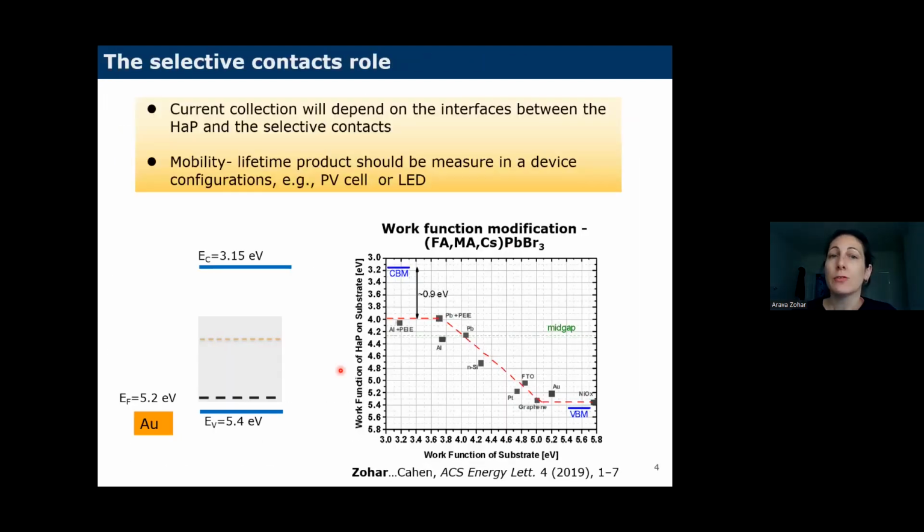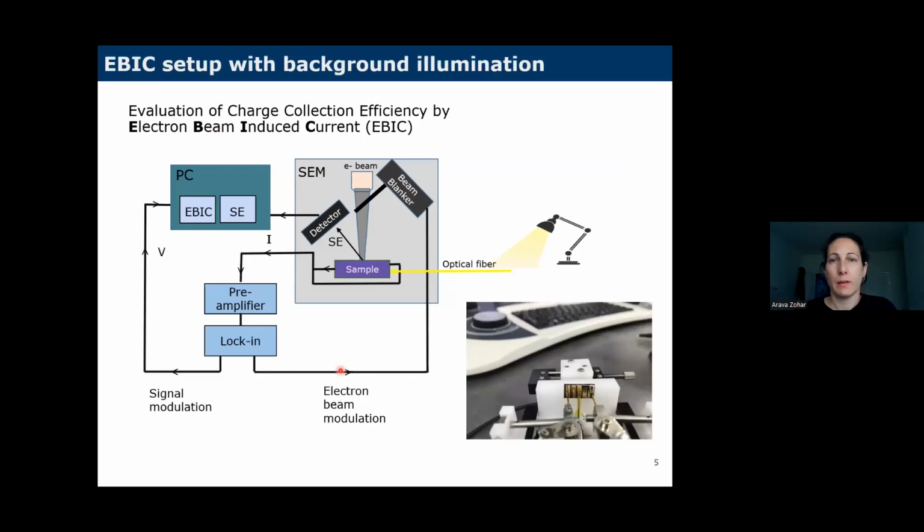Because it does matter what selective contacts we're using. The lifetime in a perovskite that sits on gold is different from the lifetime of one that sits on a different layer. And in order to evaluate the mobility-lifetime product in an accurate way that represents what is going on in your solar cell, you need to find a measurement that measures it in a device configuration and gives you the real picture.